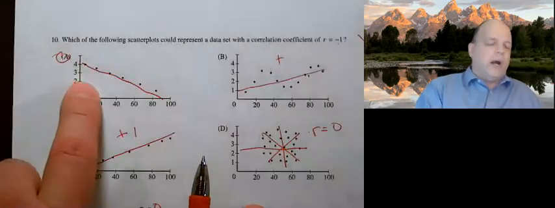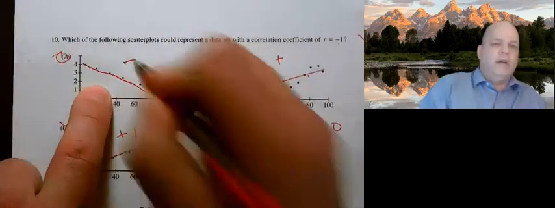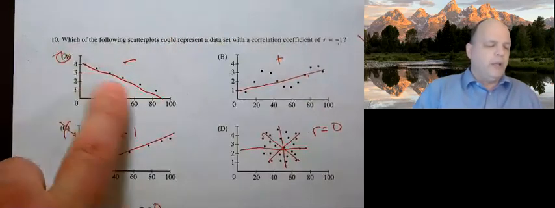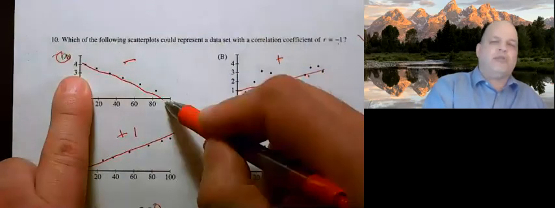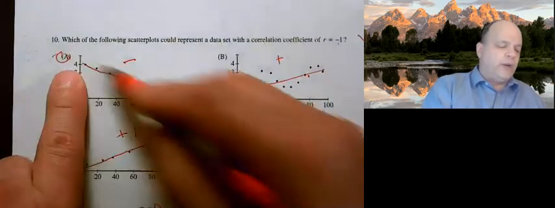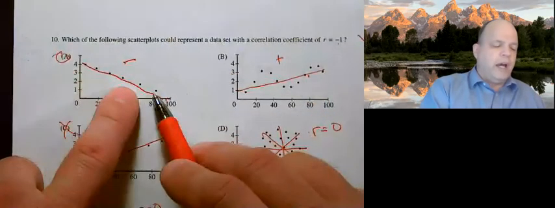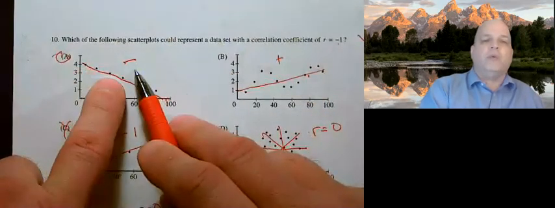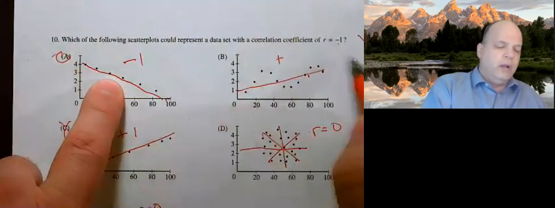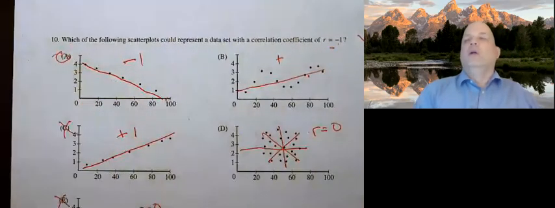And the reason A is right is it's negative because it's going down. So we have a negative relationship and we have about a straight line. And if we have a straight line going up or going down, we're going to have a 1. In this case, it's going down, which makes this a -1. And this is what they were looking for.